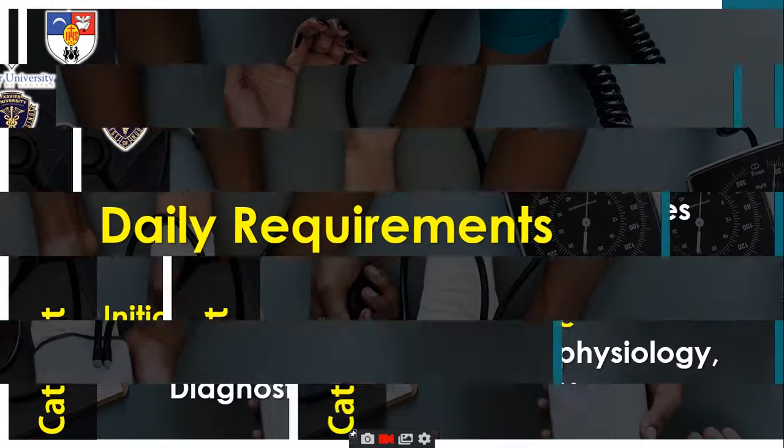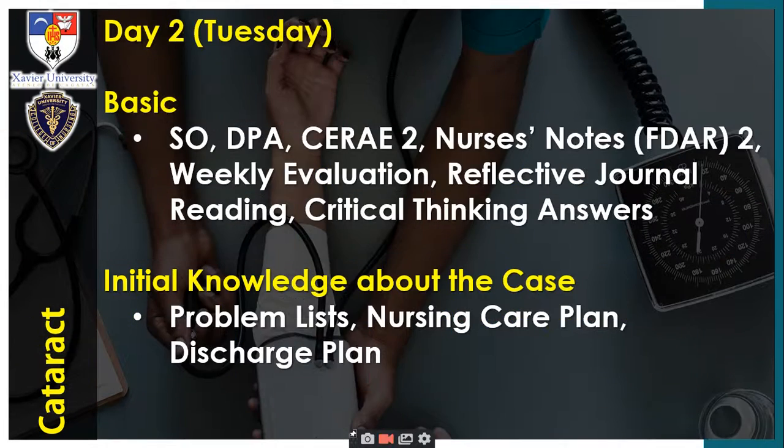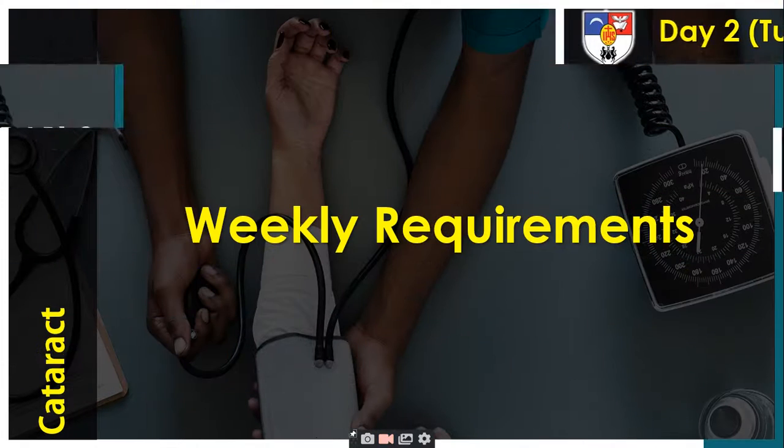For the daily requirements, for day 0 Sunday, case scenario loading. Day 1 Monday, basic requirement includes your GOS ODPA Survey 1, Nurses Notes FDAR 1, initial knowledge about the case, physical assessment, pathophysiology, diagnostic tests, and of course your drug study. For day 2 Tuesday, the basic requirement includes your SO, DPA Survey 2, Nurses Notes FDAR 2, weekly evaluation, reflective journal reading, critical thinking answers, and the initial knowledge about the case that includes the problem lists, nursing care plan, and the discharge plan.